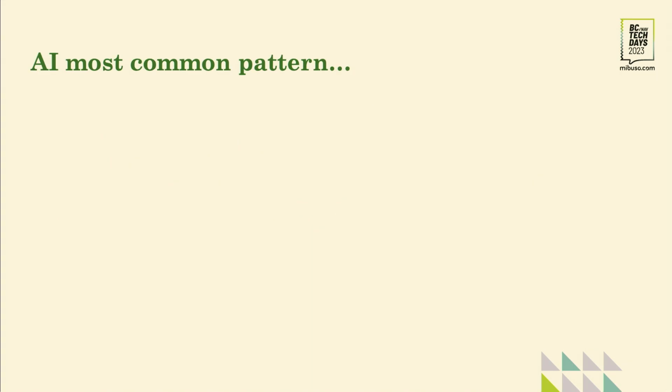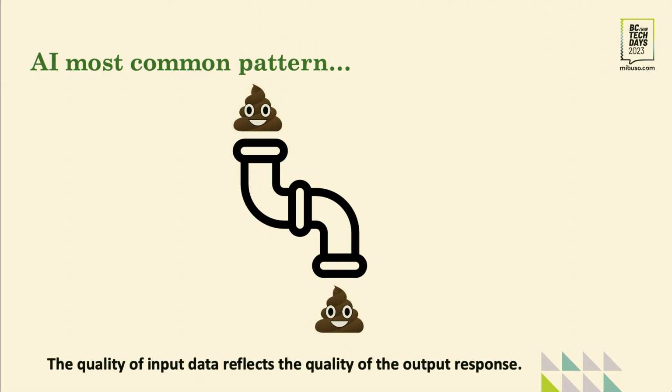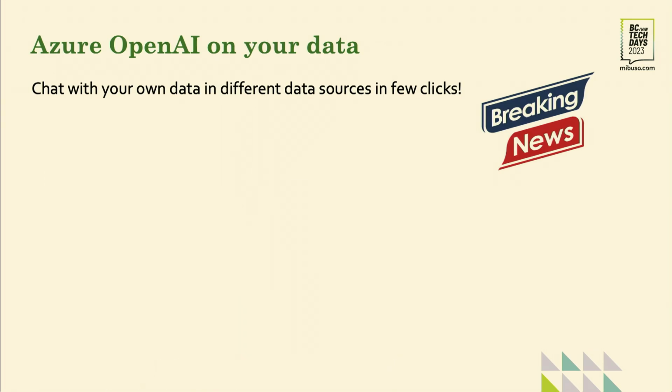And I also learned another thing, that the most common pattern that we have in AI is this: if you have bad data in, you have bad data out, because AI needs to work. You need to give a good prompt if you want a good response. Without a good prompt and without good data, you don't have a good response. So that's a part that you need to remember, and the quality of data reflects the quality of the output response that you have. So if you have good data and you want to chat with data, you have a good response.